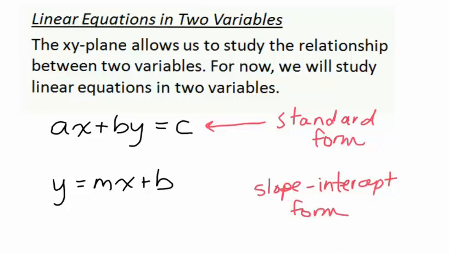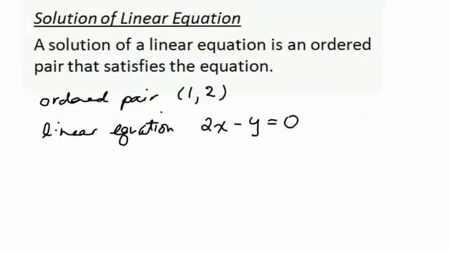The second way you might see a linear equation is in what we call slope-intercept form, or y equals mx plus b. Here, m is equal to the slope of our line, and b is equal to the y-intercept. But more on that later. If we're given an ordered pair, we can determine whether or not it is a solution of our linear equation by performing a substitution. So remember that our ordered pair comes with two numbers.